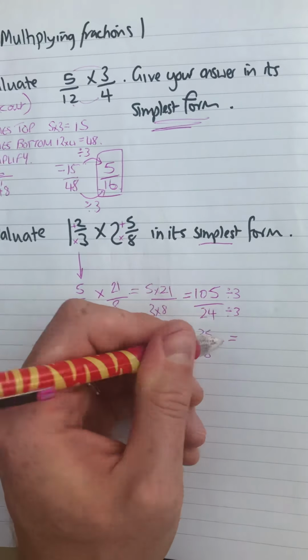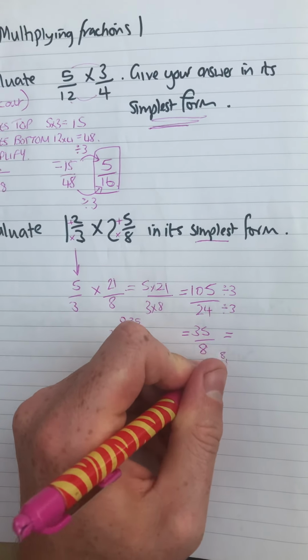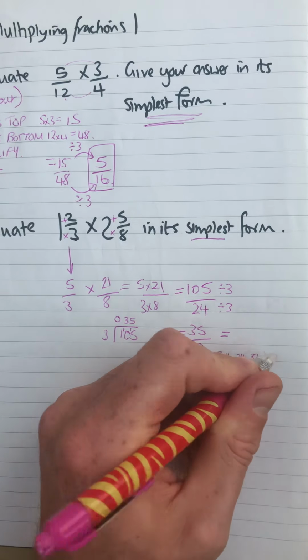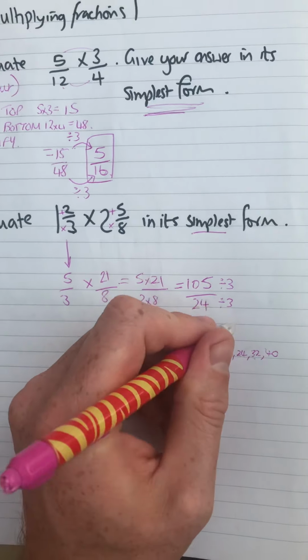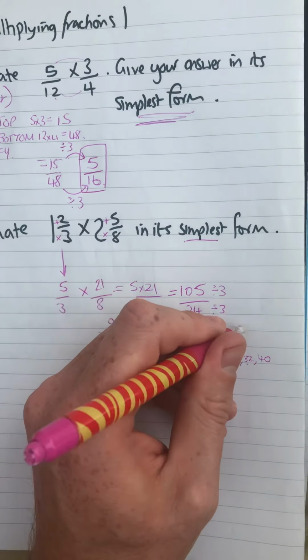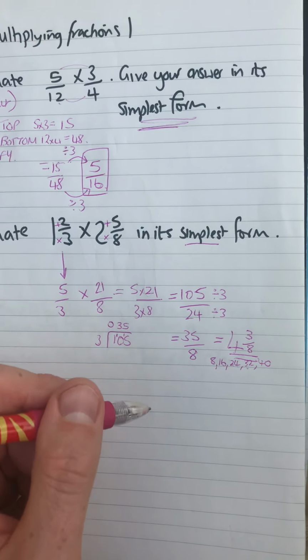So let's put this into a mixed number now. How many 8s go into 35? 8, 16, 24, 32, 40. So 1, 2, 3, 4. And what's left over from 32 to 35? That's 3. So 4 and 3/8 is the final answer.